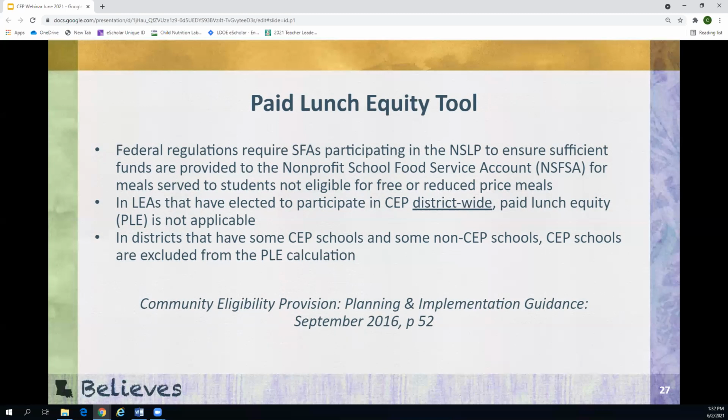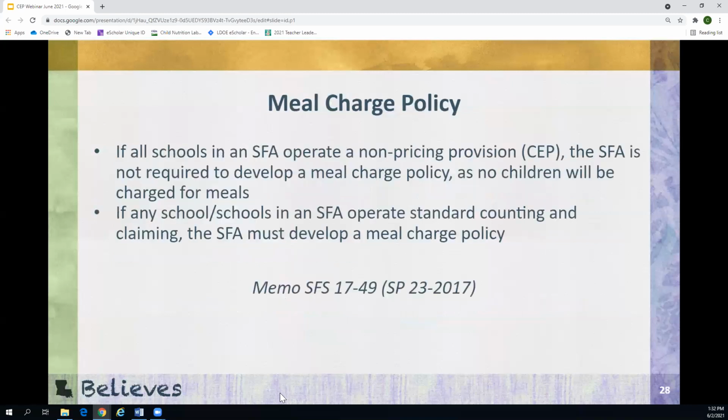And this is really looking forward, because of the school year that we've had this past year and this next school year for seamless summer, there aren't any paid meals. So this is kind of irrelevant right now, but I wanted to go ahead and include this as something that you would want to think about in subsequent years. If all schools in an SFA are operating a non-pricing provision, so CEP, you also are not required to develop a meal charge policy because nobody's charging for meals.